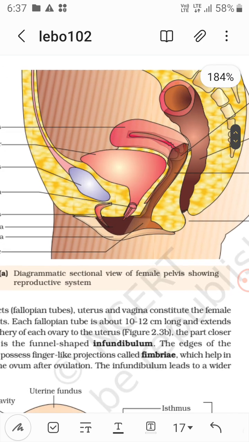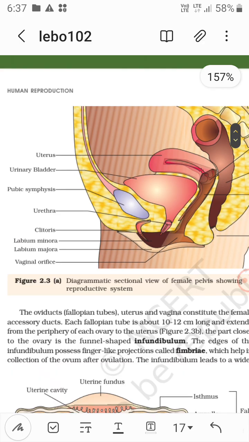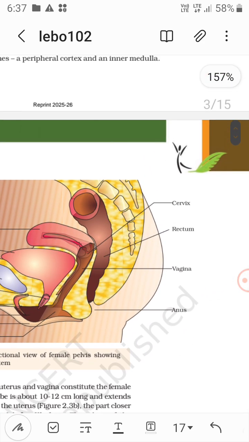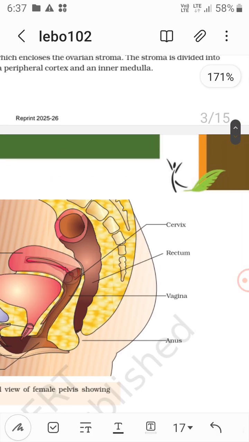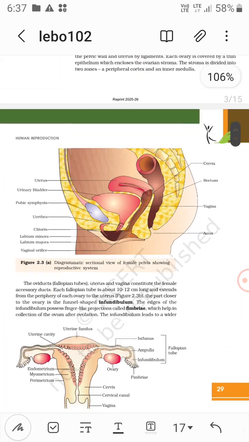You can see the labia minora, and then there is a labia majora. Then there is a vaginal orifice, right? Anus, vagina, as you can see, vagina is kind of tubular form. Then there is a rectum, and then there is a cervix, as you can see all these sections.